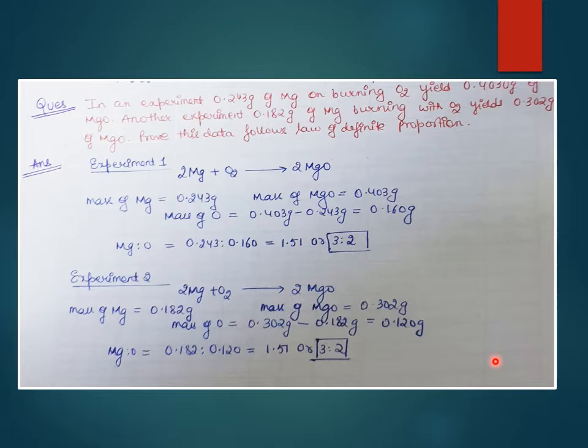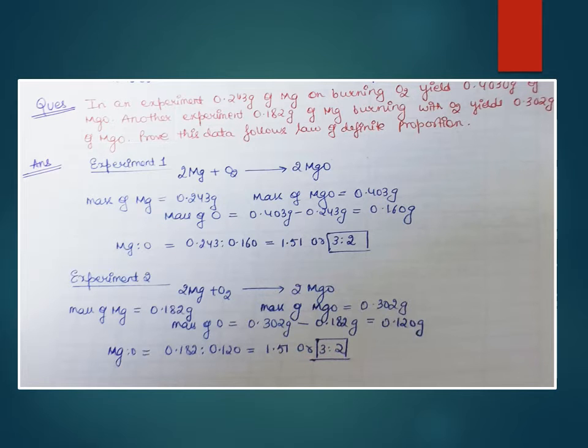It does not matter whether you have done experiment number 1 or experiment number 2; the ratio of the elements by their masses will remain the same, because magnesium oxide is made up of magnesium and oxygen. If you have done experiment number 1 taking different masses of magnesium and oxygen and got magnesium oxide, the mass ratio of magnesium and oxygen is 3:2. Similarly, if you have done experiment number 2 and taken some other mass of magnesium and oxygen, still the ratio of magnesium to oxygen would remain the same, which is 3 to 2.